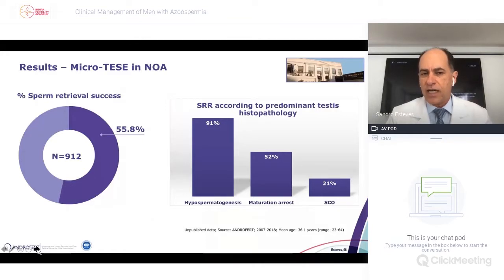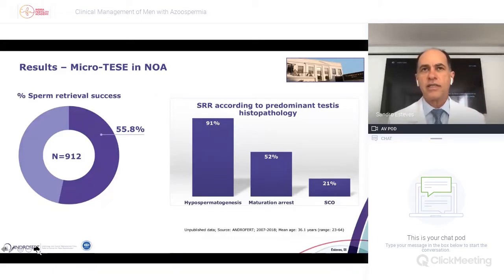And according to the predominant testicular histopathology phenotype, as you can see, hypospermatogenesis, maturation arrest, and certainly cell only, this is the success retrieval rate we have got according to the histopathology phenotype. In patients with non-obstructive azoospermia, when we do microTESE, we always take a small piece of tissue and send it to histopathology because I need to confirm that the patient has a certain phenotype that is related to a higher or lower chance of finding sperm.